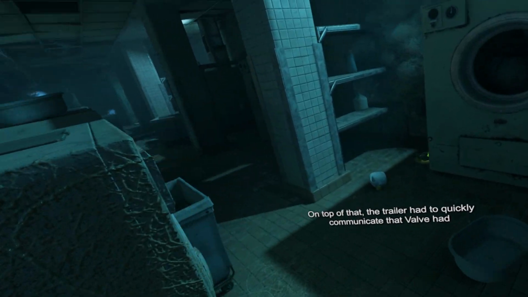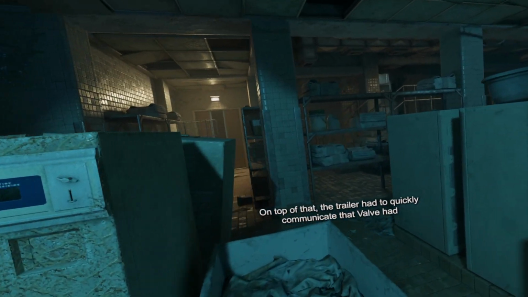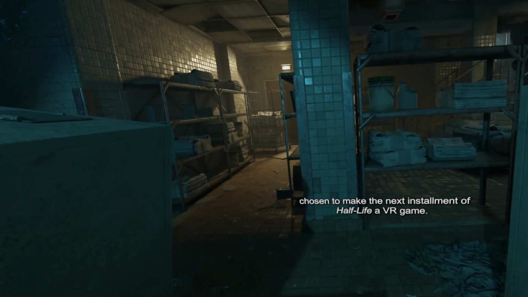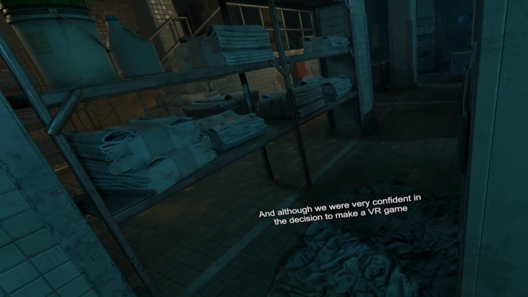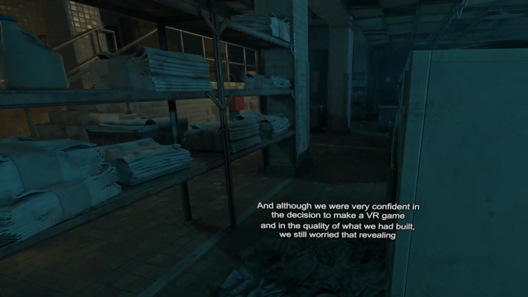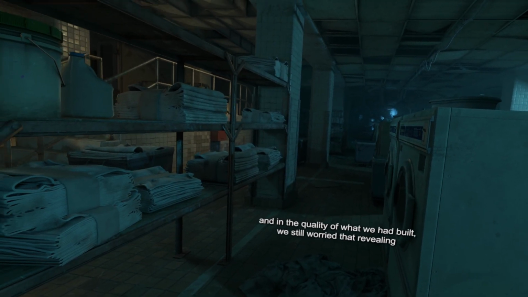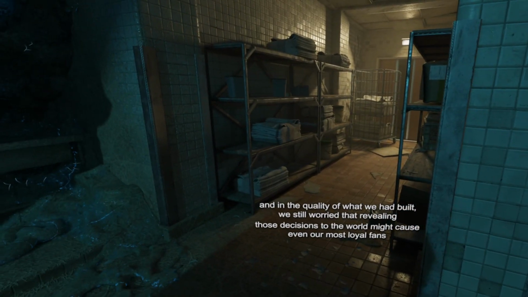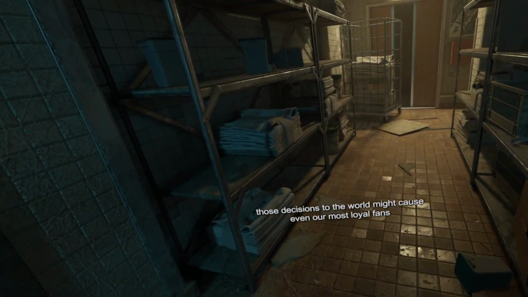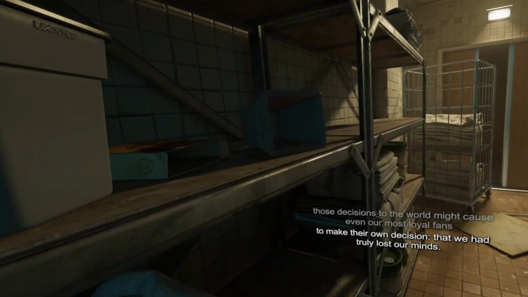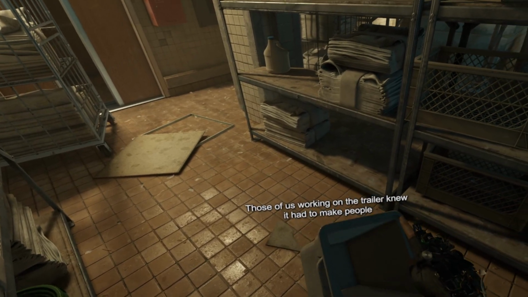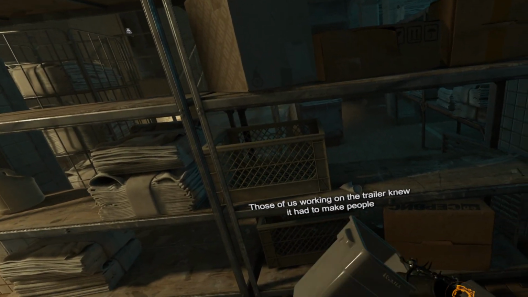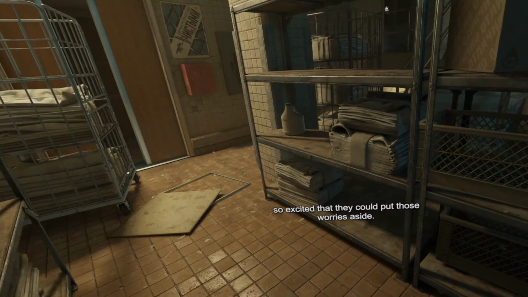On top of that, the trailer had to quickly communicate that Valve had chosen to make the next installment of Half-Life a VR game. And although we were very confident in the decision to make a VR game and in the quality of what we had built, we still worried that revealing those decisions to the world might cause even our most loyal fans to make their own decision, that we had truly lost our minds. Those of us working on the trailer knew it had to make people so excited that they could put those worries aside.